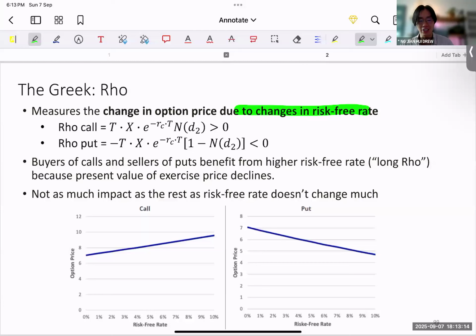We talked about the risk-free rate in the earlier lecture as well, because we are going to discount our strike price, right? So for the call, an increase in the risk-free rate will benefit its price because it's ST minus X. As our risk-free rate increases, the discounted value of X decreases, which increases the value of our call. Now our put is X minus ST. So as the discounted value of X decreases, the value of the put decreases naturally as well.